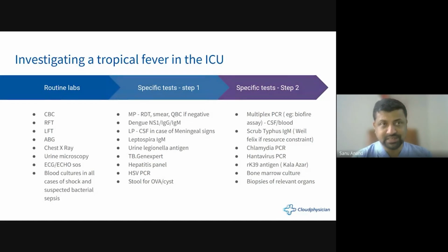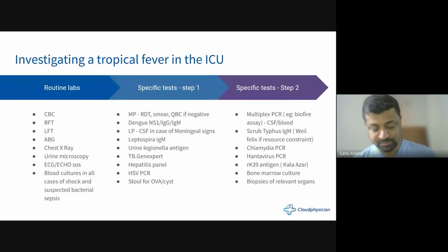Now, scrub typhus IgM, once you suspect rickettsia, scrub typhus IgM is a little less expensive and more easily available. And if you're living in a place where there are severe resource constraints, Weil-Felix is decent. The fidelity is not as good as scrub typhus IgM or a PCR panel, but in the right settings, the right kind of case, right kind of mix of symptoms, right lab parameters, it's going to be very useful.